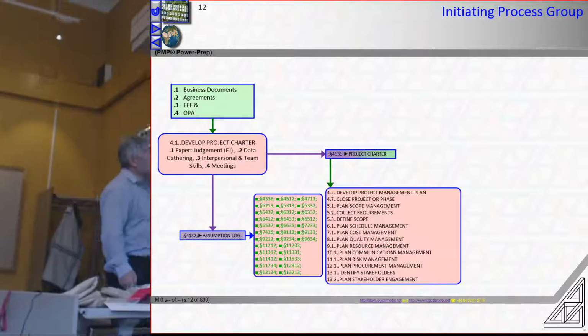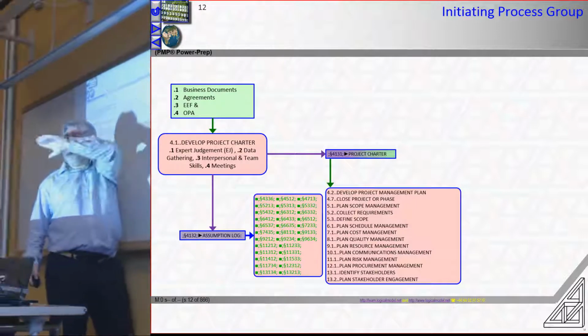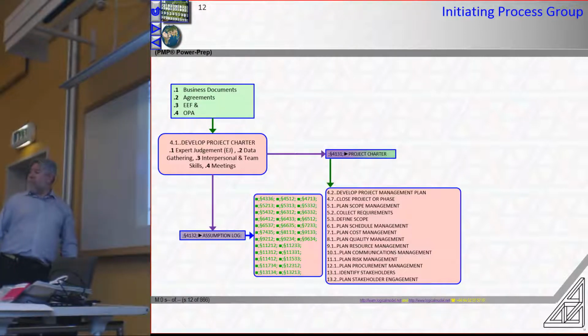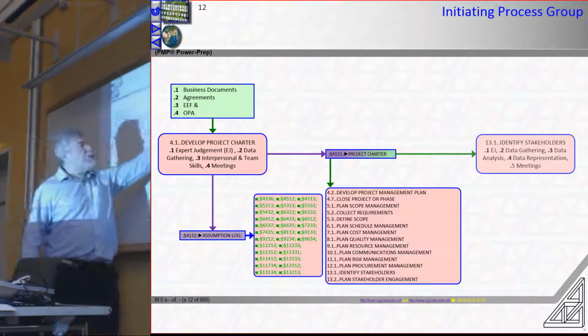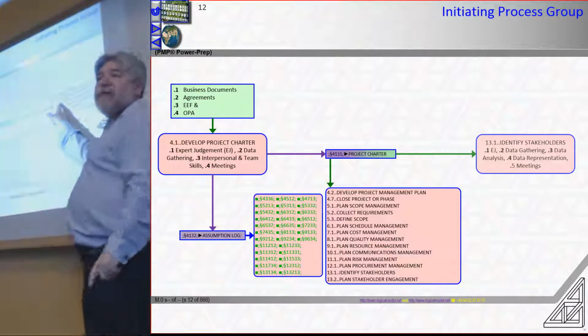So, now this lot we know in initiating. What's the other process in initiating? Page 25 again. Identify stakeholders. Yeah, so this charter here is going to go to identify stakeholders, where, look, we're seeing expert judgment again.